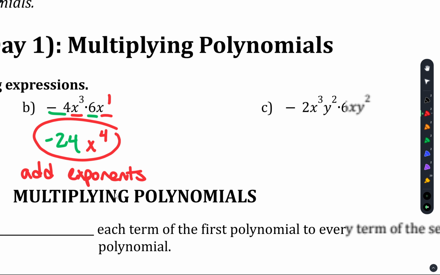Same thing happens in letter C. Anything that has the same base, we can add their exponents together. So the negative 2 and the 6 are my coefficients. They make negative 12. What about the x's? I have x to the, what power? X to the first is here. So x to the fourth. And then what about the y's? Also y to the fourth. Beautiful. We remember those exponent rules, yes? We're going to use them today.